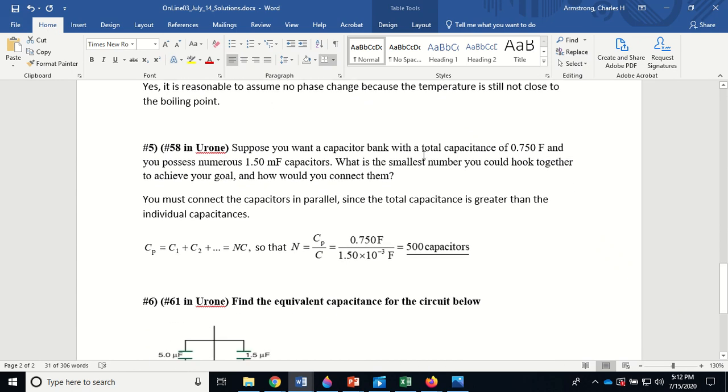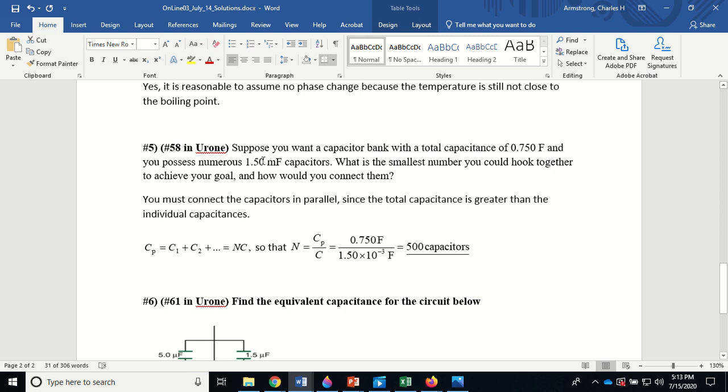Suppose you want a capacitor bank with a total capacitance of 0.750 farads, and you possess numerous 1.50 millifarad capacitors. What is the smallest number you could hook together to achieve your goal, and how would you connect them? Now remember, we have 1.50 millifarads, we want 0.750 farads. So this number is bigger than this number. So we can't hook them up in series.